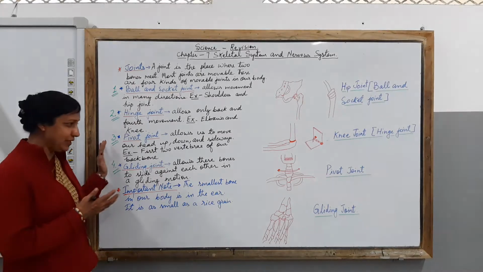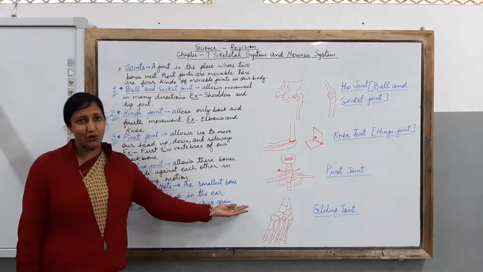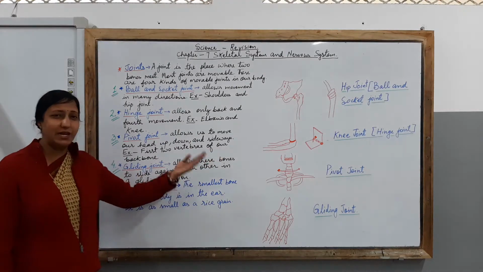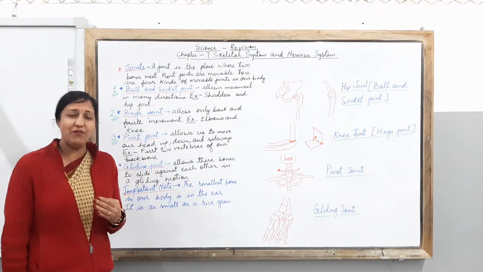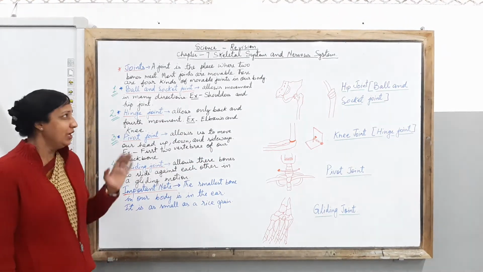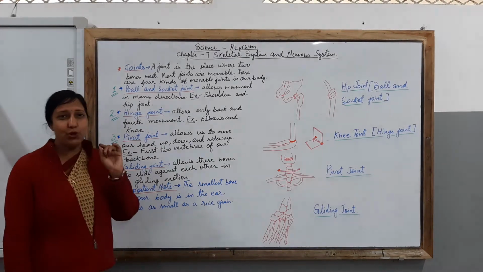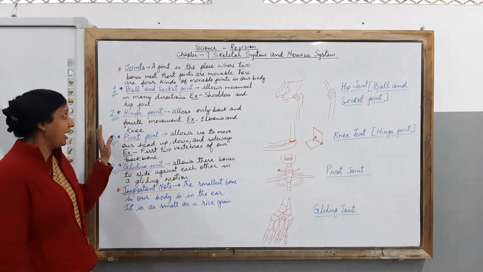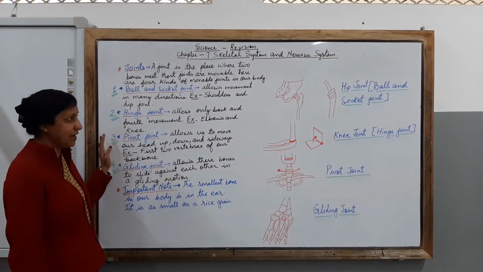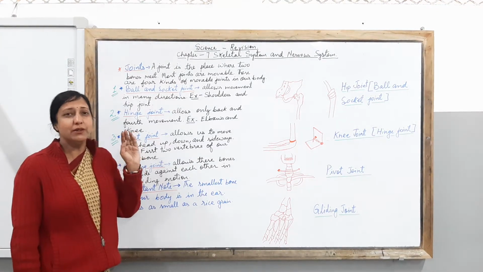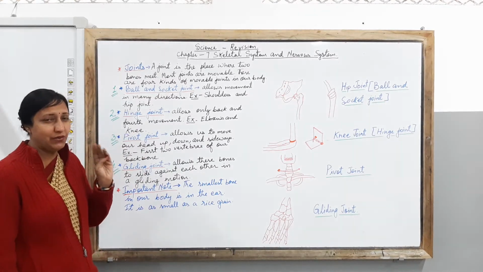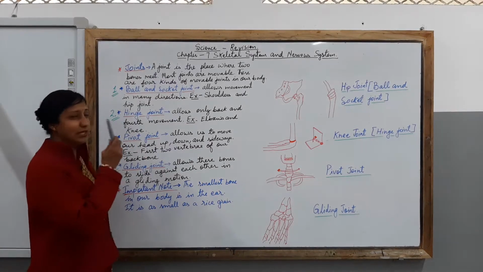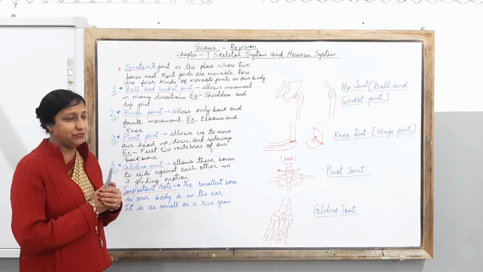I hope in today's class, with the help of some pictures which I have drawn on the board, you are able to understand the 4 kinds of joints which we have in our human body. So let us know what a joint is all about, children. As you are studying the skeletal system, with the help of this class today, you are going to learn the kinds of joints which we have in our human body. So what is a joint, children? Let us understand first.